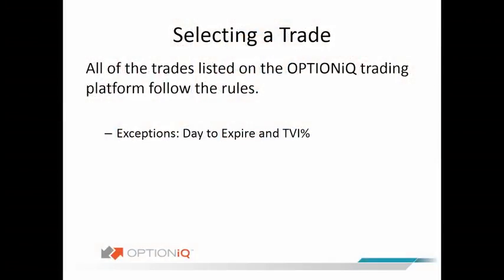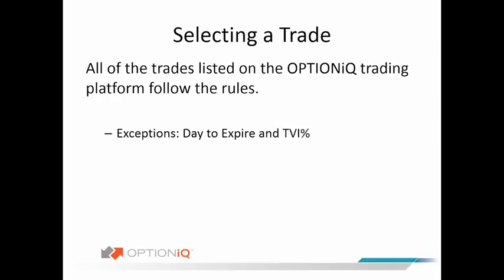Okay, so if we go in today and we get on to the software and we want to select a trade, all the trades that are on there, the preferred trade, the iron condors, the eagles, the hybrids, all of the trades that are listed on the Option IQ software or platform follow the rules, except for 2 exceptions. The 2 exceptions are, number 1, days to expire and the TVI percentage.